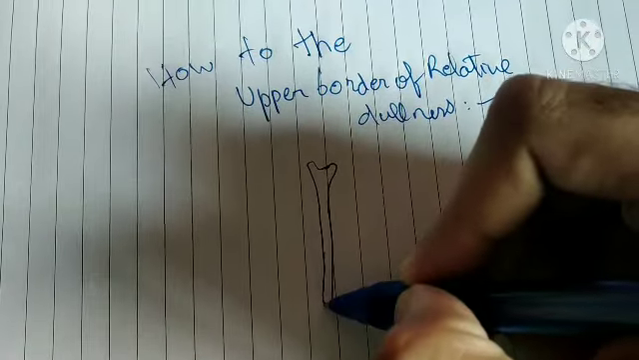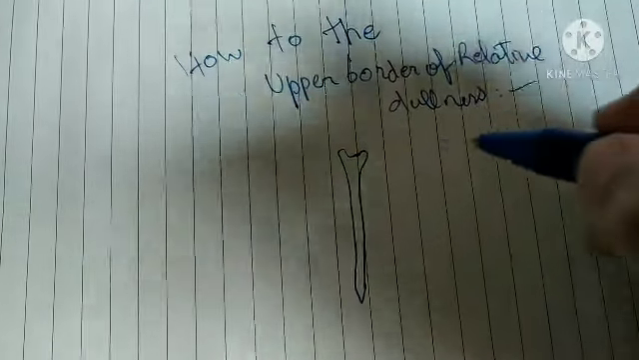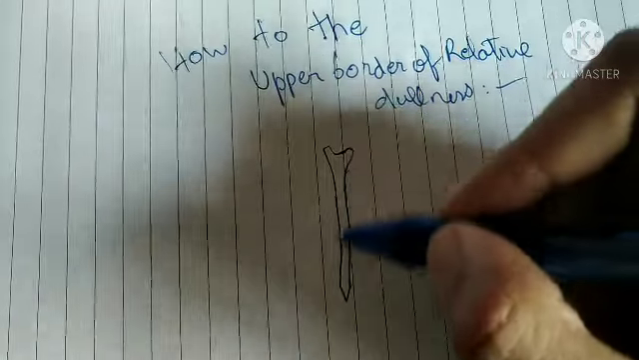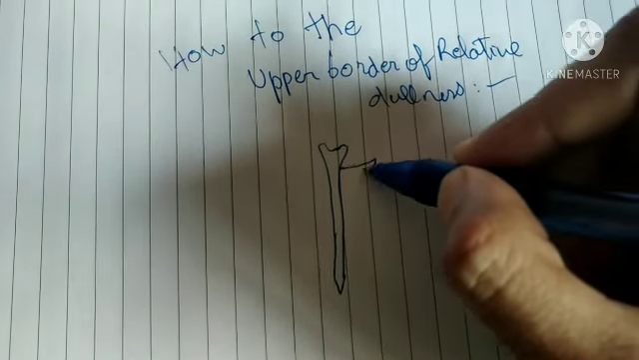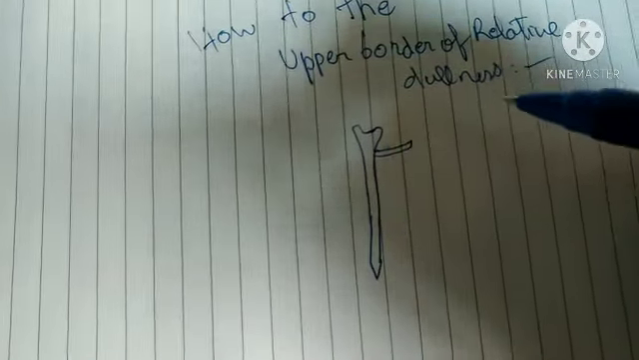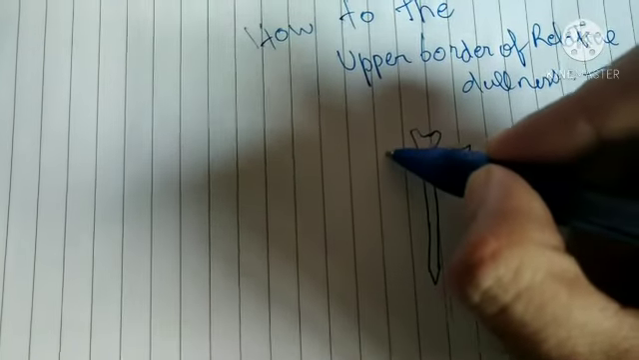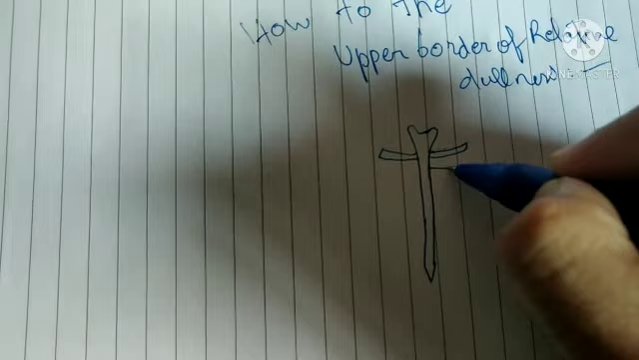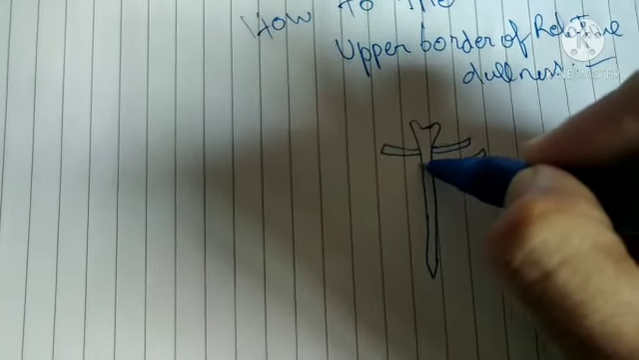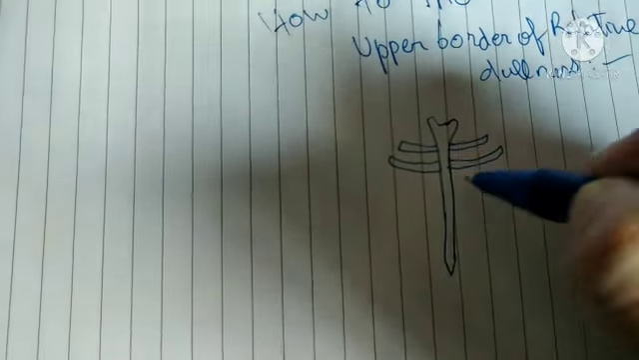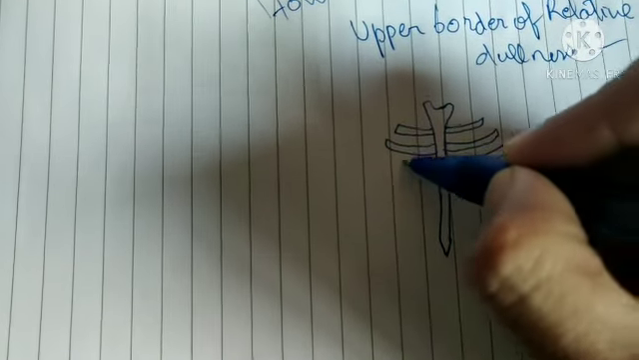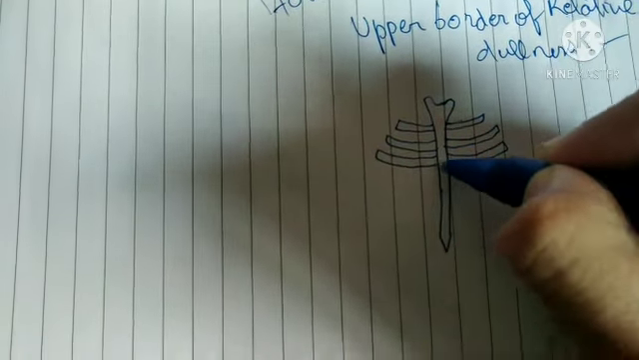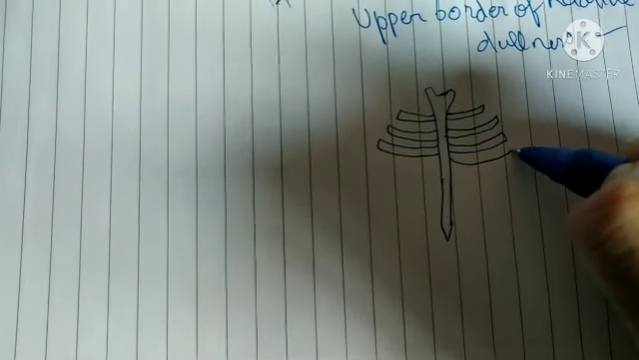First of all, we will draw the rib cage. So first we have drawn the sternum. From the sternum we will draw the ribs. Remember, the ribs are symmetrical on both sides, but here they may not look symmetrical.